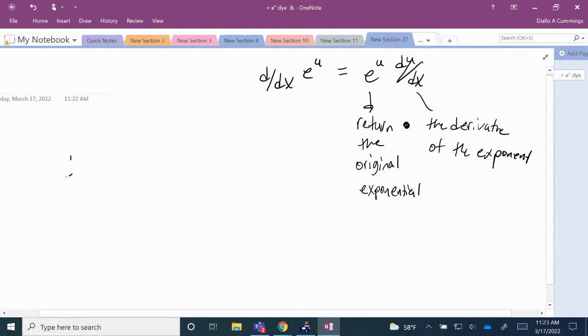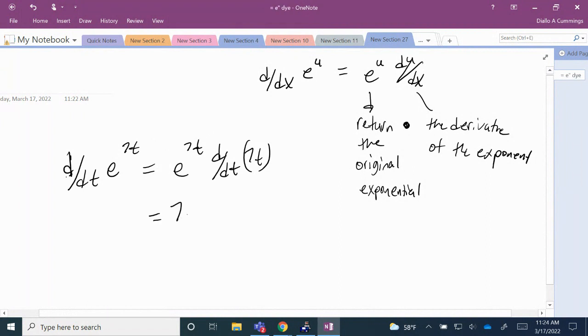So if we want to take the derivative with respect to t for e to the 7t, it's going to return the given exponential, e to the 7t, times the derivative of the exponent. The derivative with respect to t for 7t is going to give us 7. So my derivative here is 7e to the 7t.